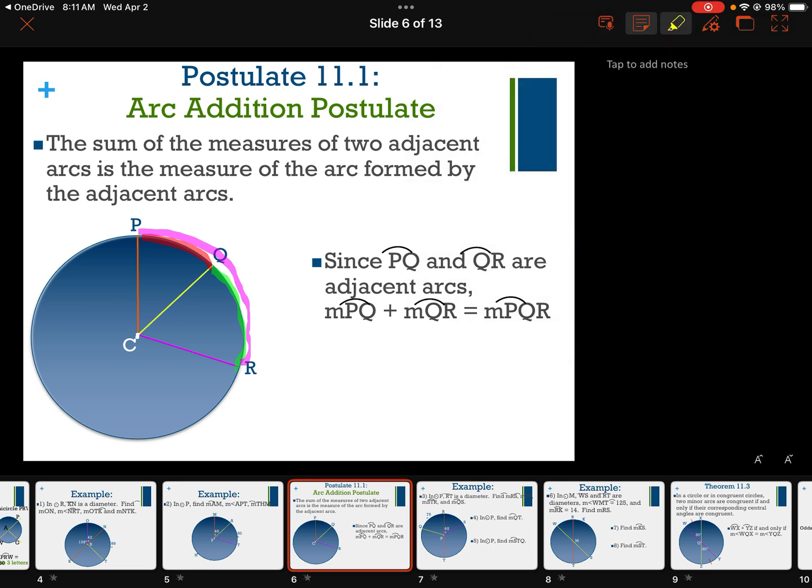Okay, now let me highlight what I'm going to say here. Measure of arc PQ plus measure of arc QR equals measure of arc PQR, they're calling it. So they use 3 letters there. In this diagram, it shows that those are minor arcs, but it could end up being a major arc. That's why they use 3 letters.